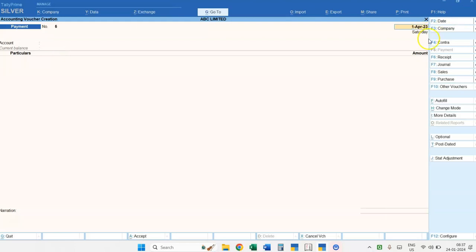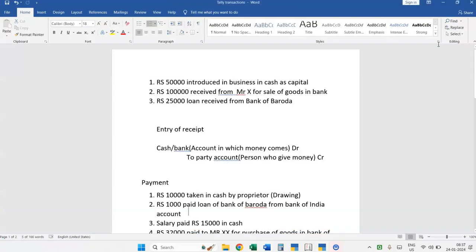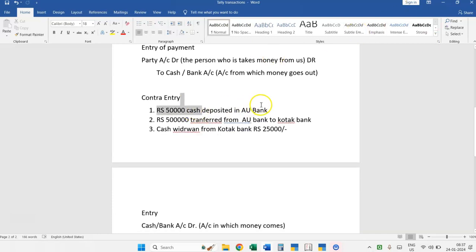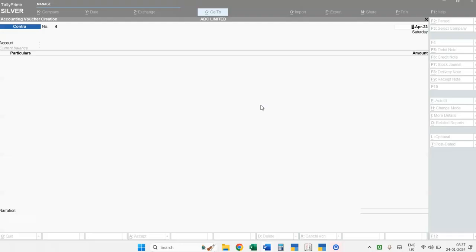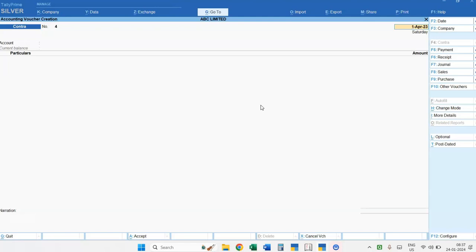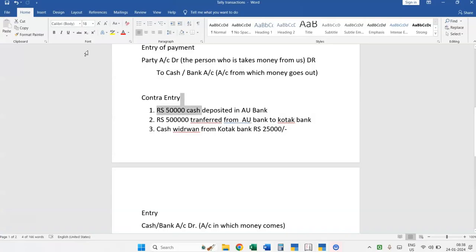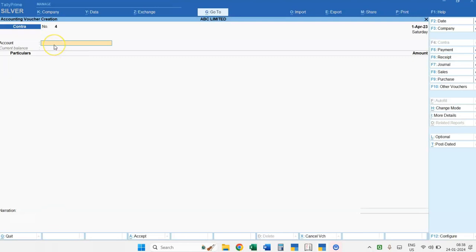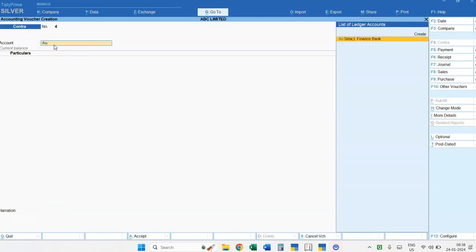Now we will discuss the contra entry in the single entry mode. We are discussing the transaction for the contra: rupees 50,000 cash deposited in AU bank. So what will be the entry? AU bank account debit to cash account. Here you must remember that the account in which money is coming in will be on the front side. Money is coming in where? Cash is deposited in AU bank, so money is coming in AU bank. So AU bank will be on the front side.